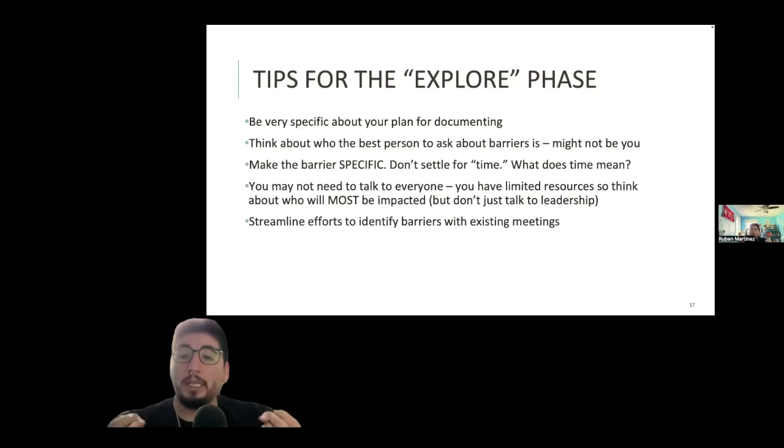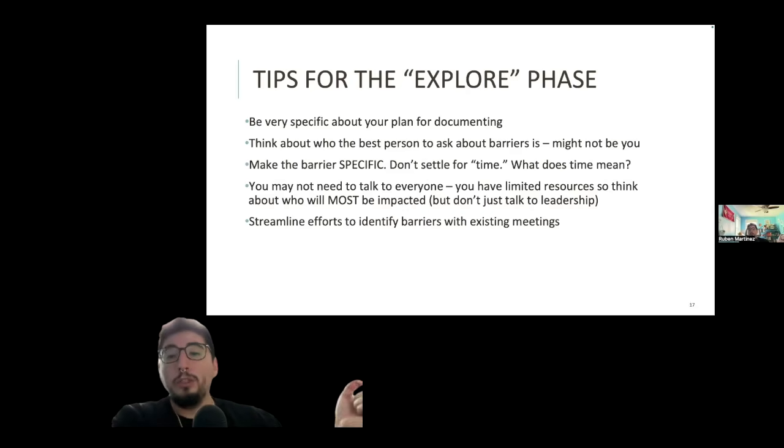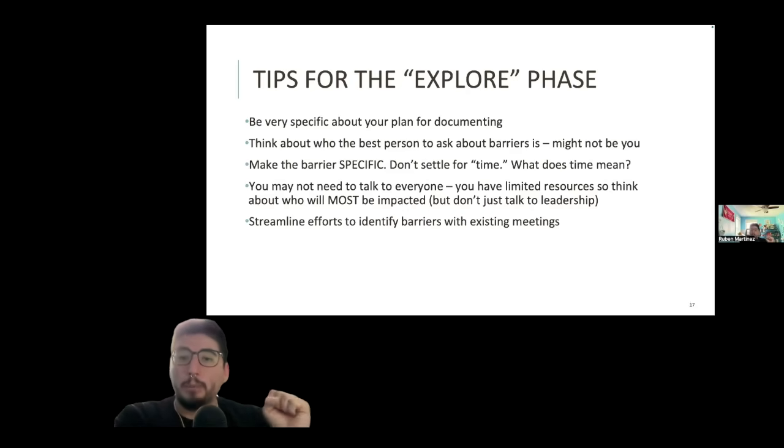So you really want to think about what does time mean, and is time actually representing the barrier that you think it's representing? This is a huge, very important piece: be as specific as you can with your barriers, because if you're not specific, you'll have a very hard time developing a targeted strategy to overcome it.